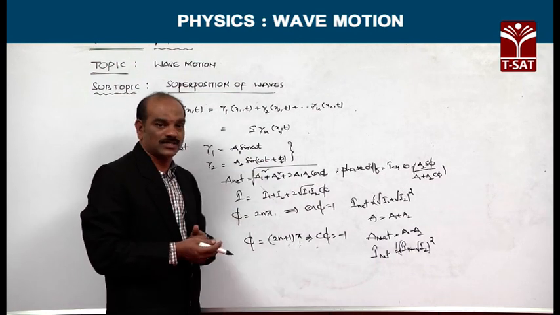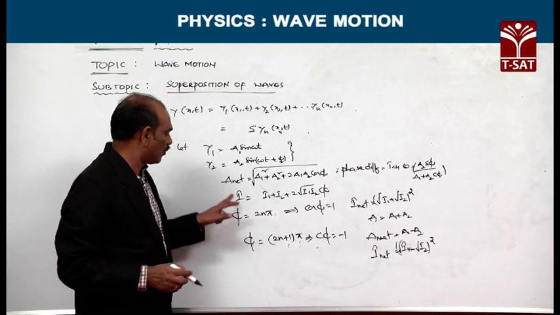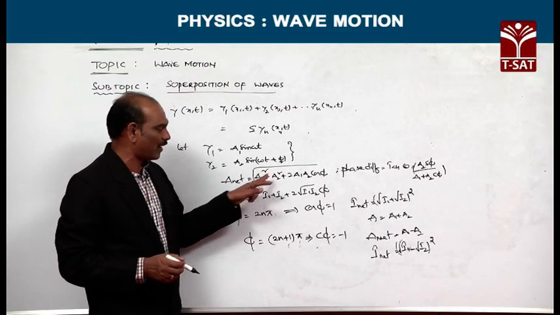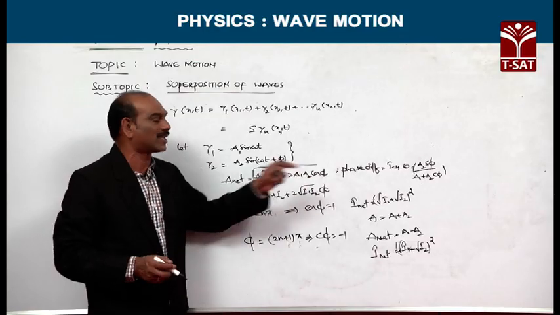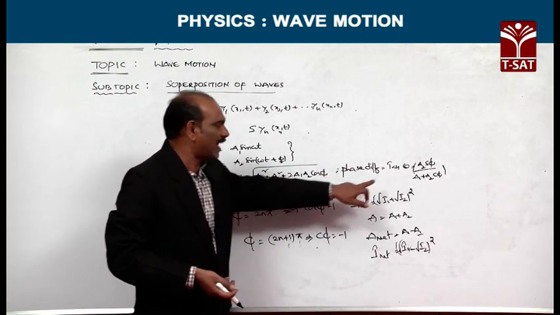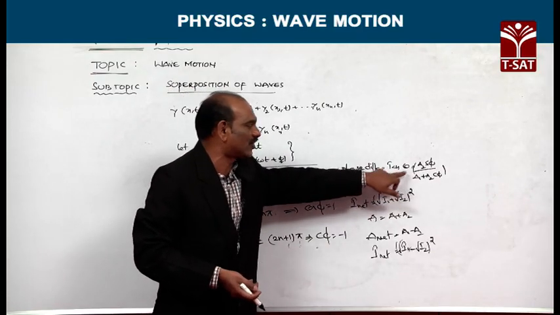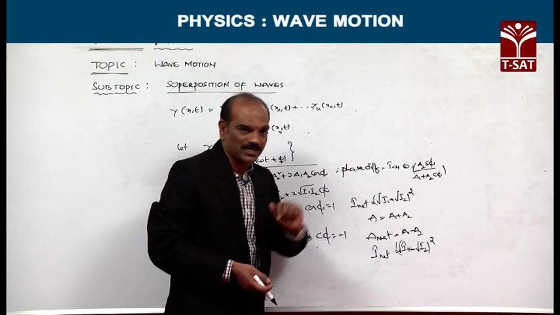When they superpose each other, the resultant amplitude of the wave so formed, a net, is equivalent to the square root of a1 square plus a2 square plus 2 a1 a2 cos phi. And the phase difference between the resultant wave and one of them is given by tan theta is equal to a2 sin phi divided by a1 plus a2 cos phi.